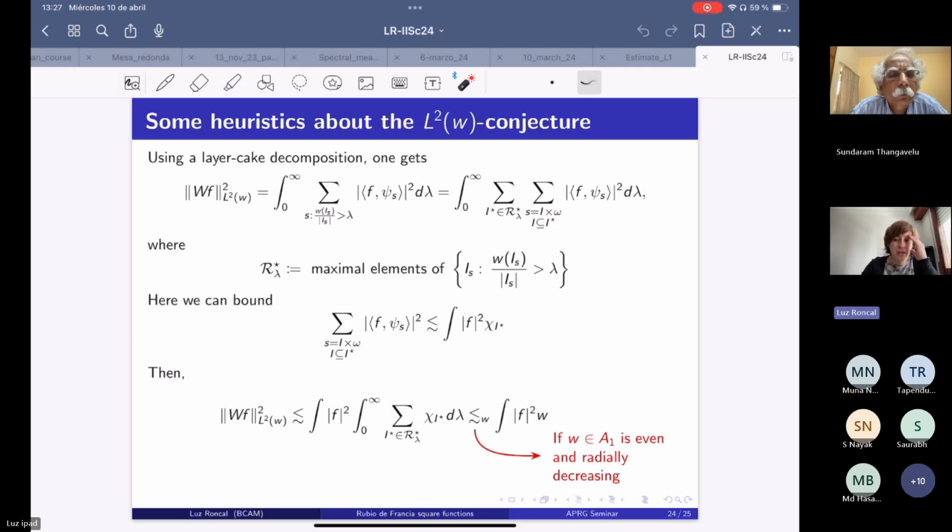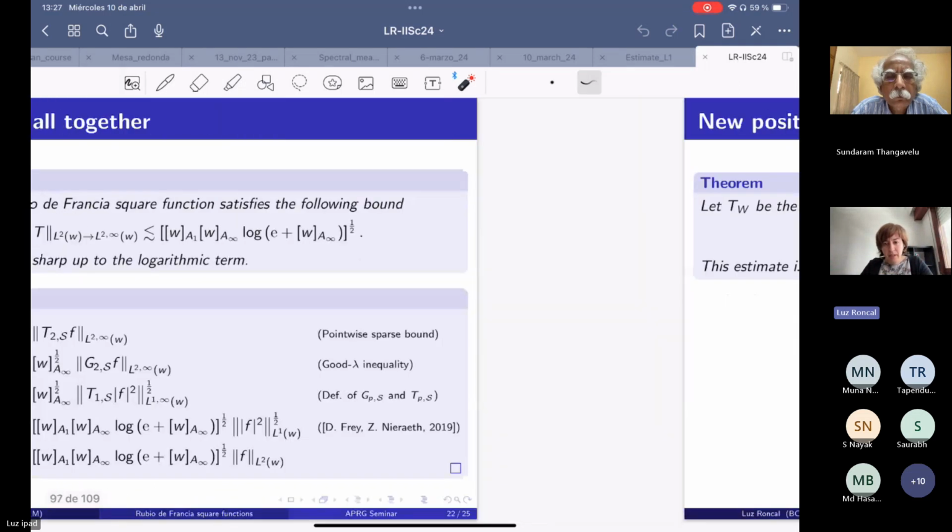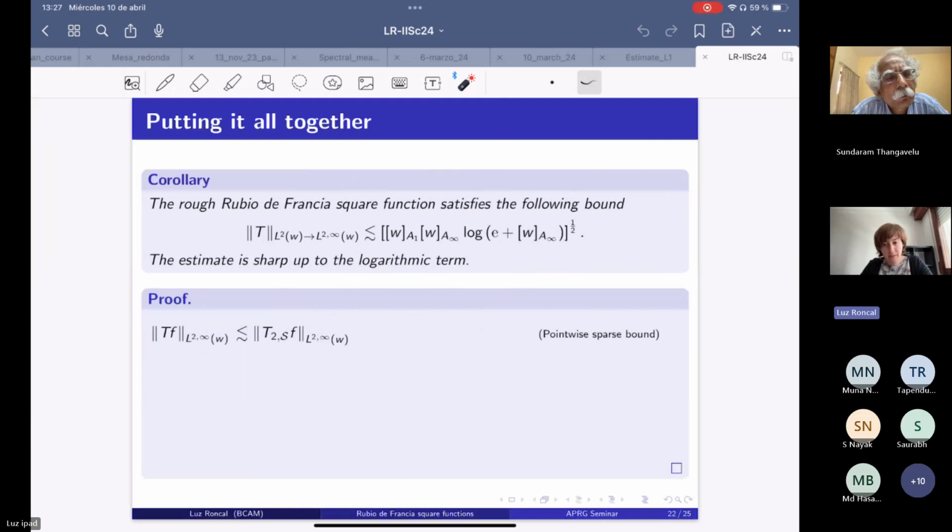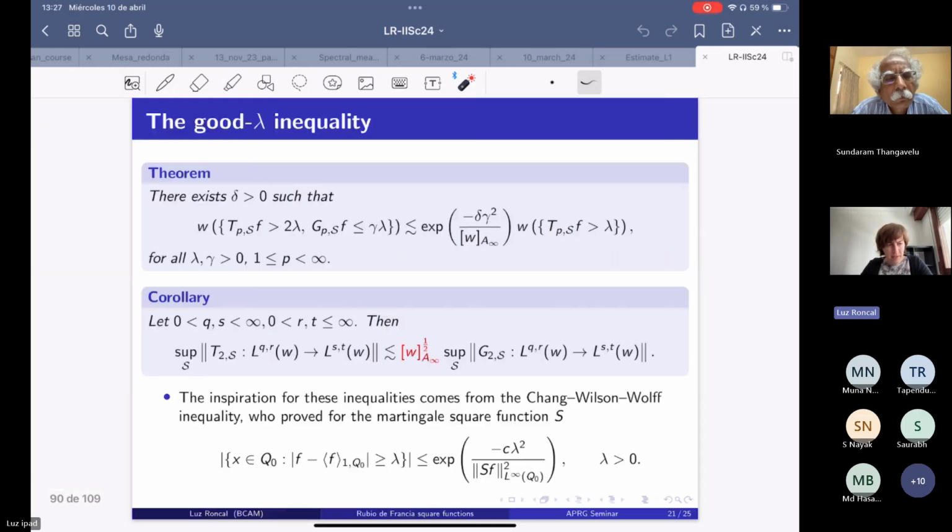Okay, thanks for the question. Almost contemporary to the Rubio de Francia result in '85, there is a result by Journé, also I think from '85, and he proves estimates for the square function in R^n. If I remember correctly, it's a product type operator. Beyond that, I am not aware of other results.